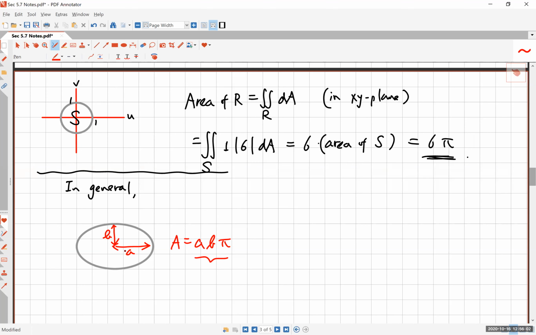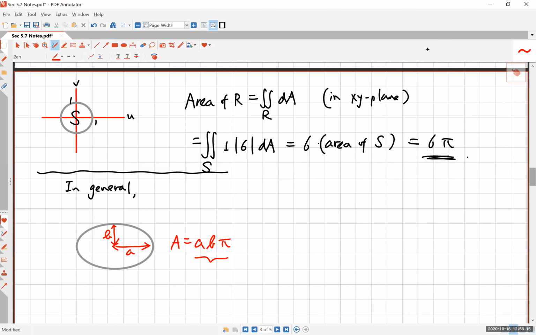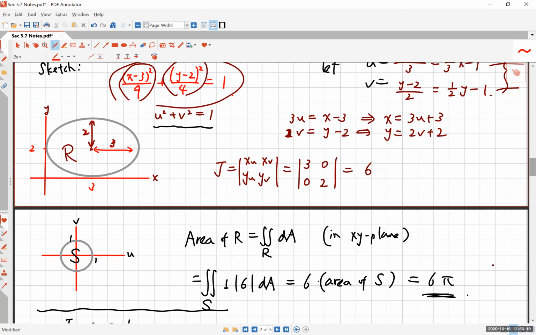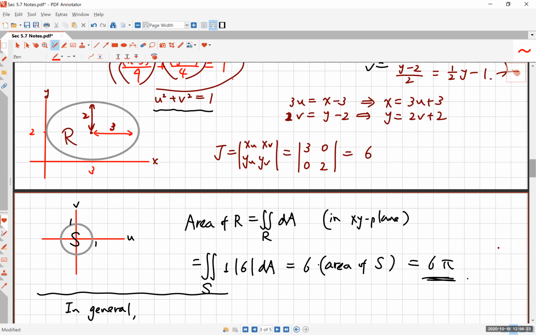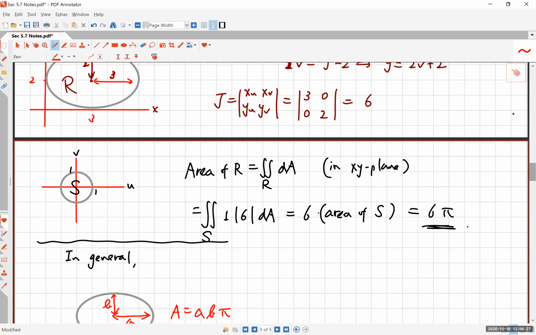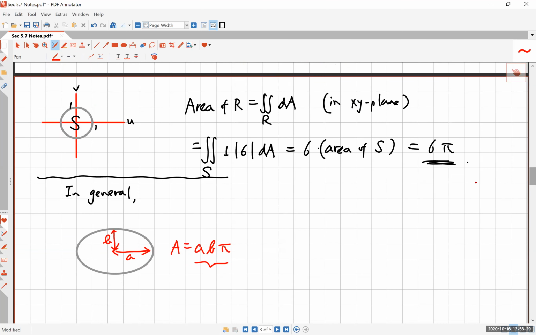This is something that you could also get by different methods. And you may have seen this in calculus too, right? So this is exactly how you calculate the area of an ellipse. And so I already knew, or if you had known this equation, you already knew the answer would be 6 pi because it's 3 times 2 times pi. All right. Now, so this is the end of section 5.7 and also the end of chapter 5.